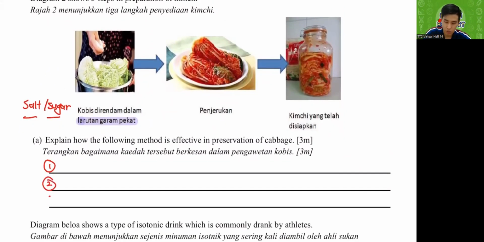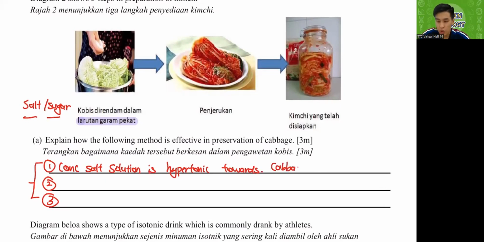So let me just tell you, first you start off with the same 3 points. The concentrated salt solution is hypertonic towards your cabbage cells. So always try to compare to cells, because water goes in and out of cells. Cells are the ones that shrink and expand. Then next, same thing, the water diffuses where? Don't forget to say osmosis.